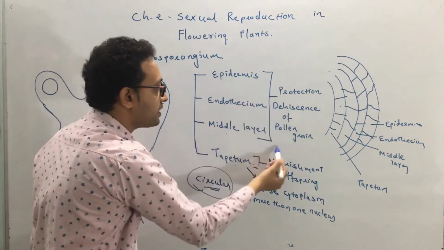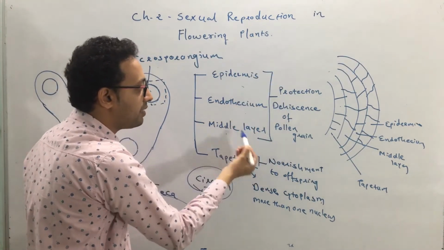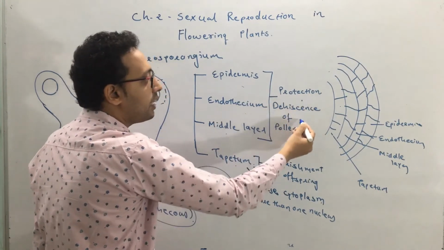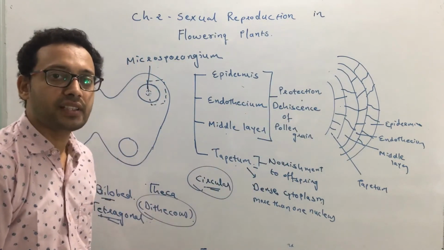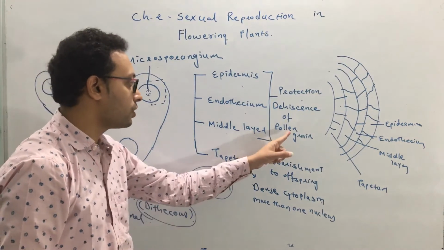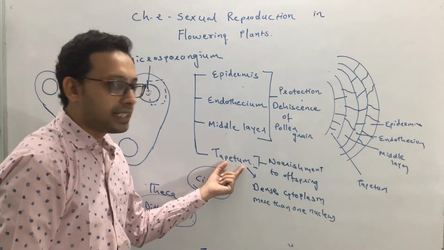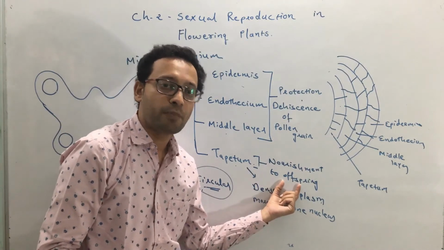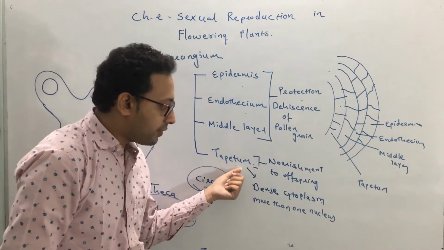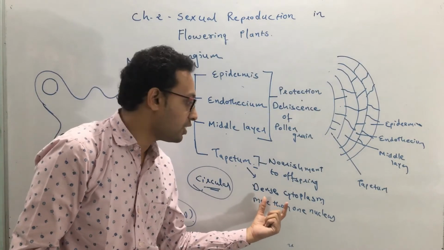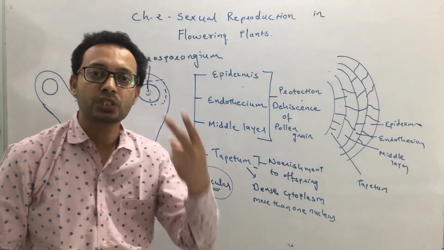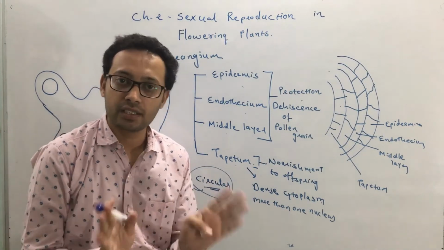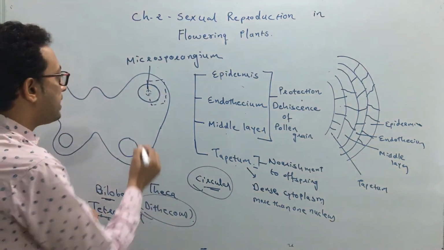Okay, the function of the first three layers, epidermis, endothecium and the middle layer, is protection, and it helps in dehiscence of anther, meaning release of pollen grain. The fourth one is tapetum. Its function is to provide nourishment or nutrition to the developing pollen grains. The cells of tapetum have dense cytoplasm and more than one nucleus. Usually two nuclei are present. Clear?